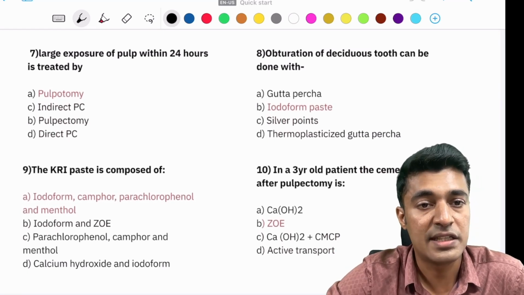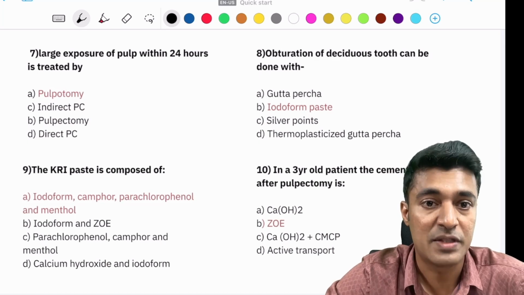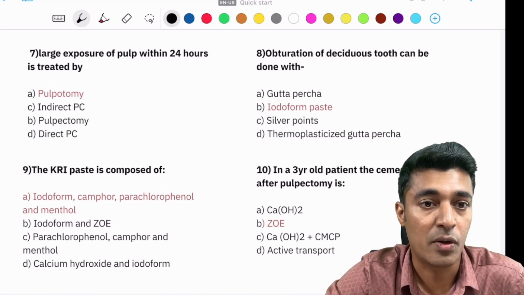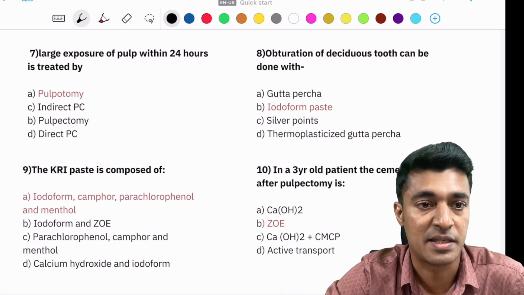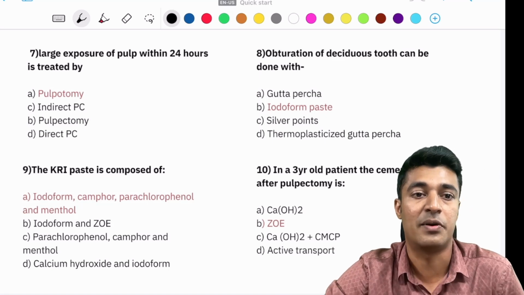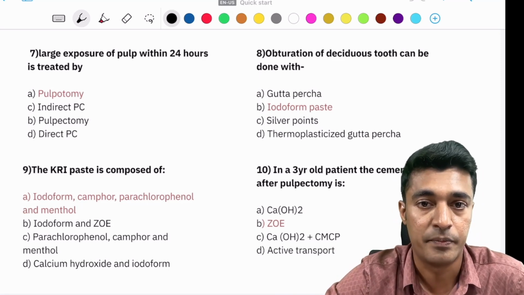So when there's a large exposure of pulp within 24 hours, we can go for pulpotomy. But if it is after 24 hours and the bleeding cannot be controlled and the patient comes within 72 hours, then you have to go for a pulpectomy. So in this case, the patient has come to you within 24 hours and it is a large pulp exposure. So the procedure is pulpotomy and option A.